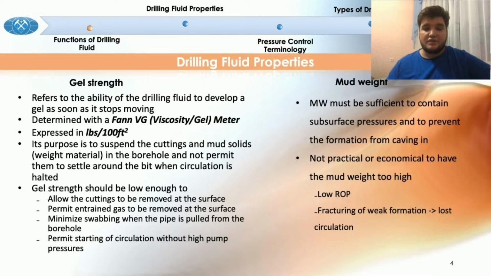Gel strength should be low enough to allow the cuttings to be removed at the surface, permit entrained gas to be removed at the surface, minimize swabbing when the pipe is pulled from the borehole, and permit starting of circulation without high pump pressure. And the second is the mud weight.